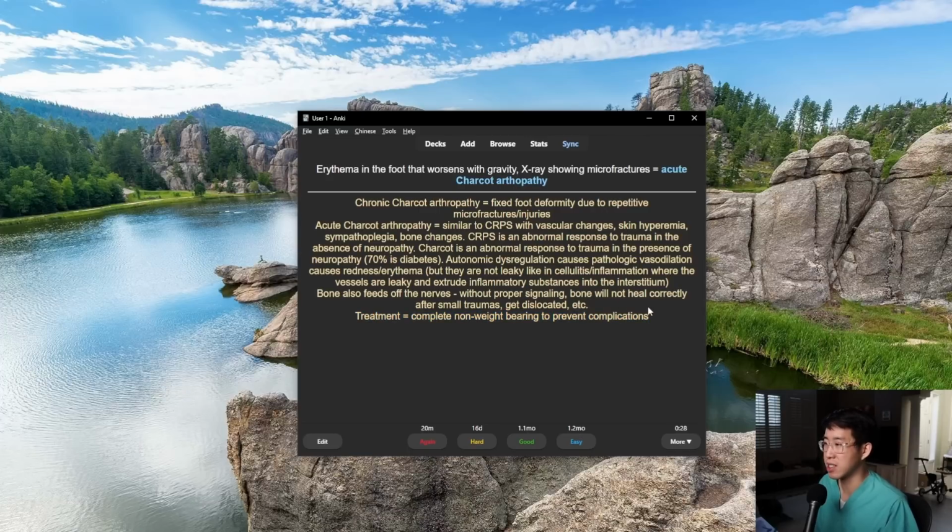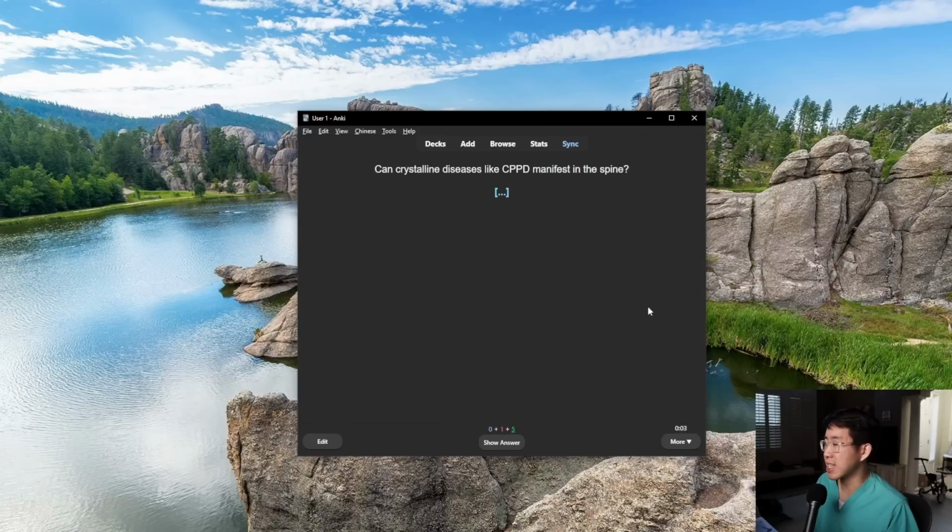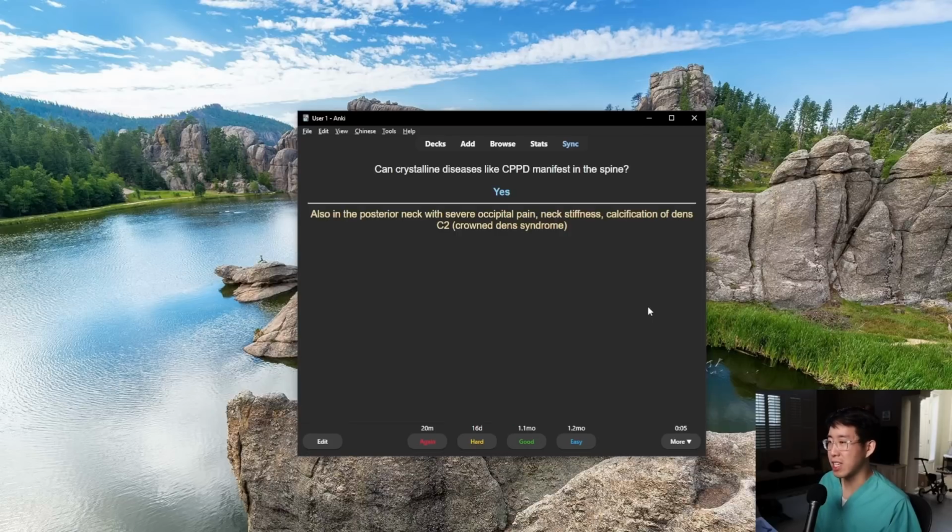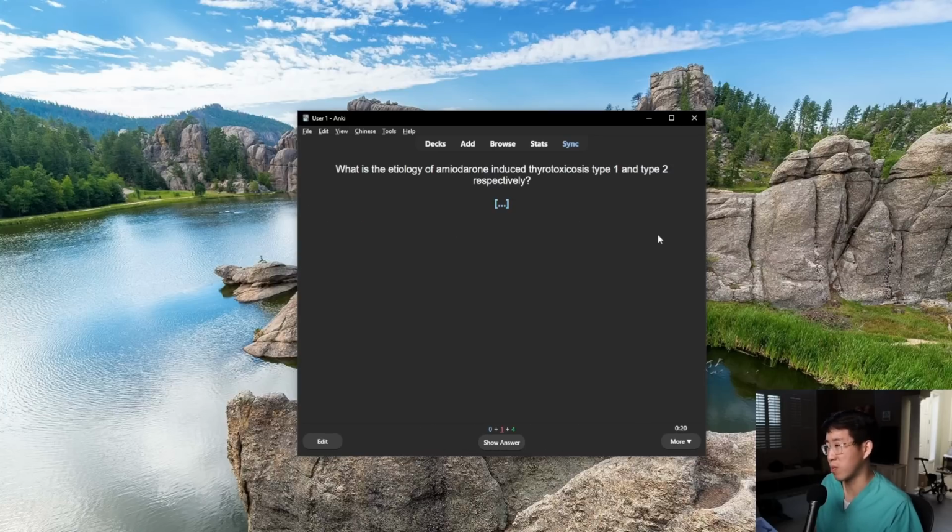prevent complications. Can crystalline diseases like CPPD manifest in the spine? The answer is yes. And interestingly, there's a condition called Crowned Dens syndrome, which is when it can accumulate in the posterior neck and cause severe occipital pain, neck stiffness, and calcification of the C2 vertebral body.